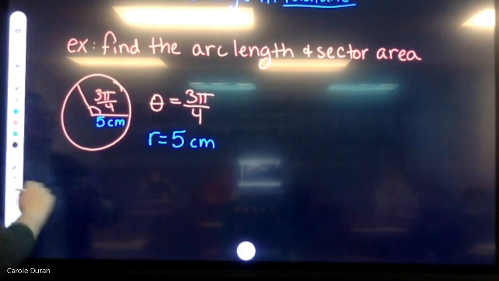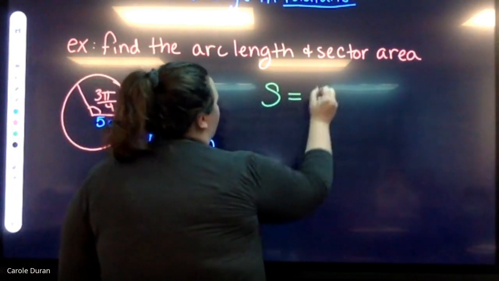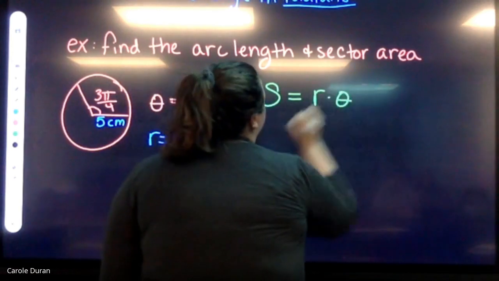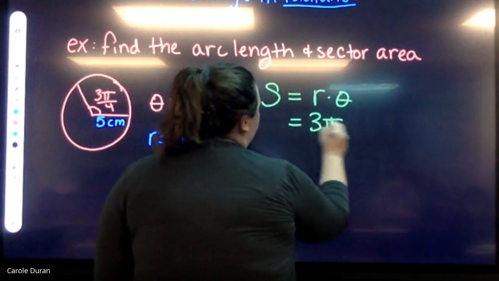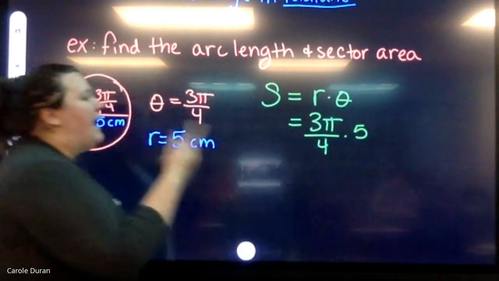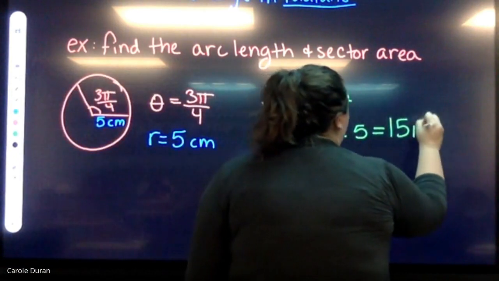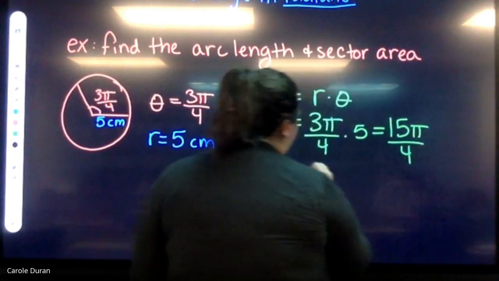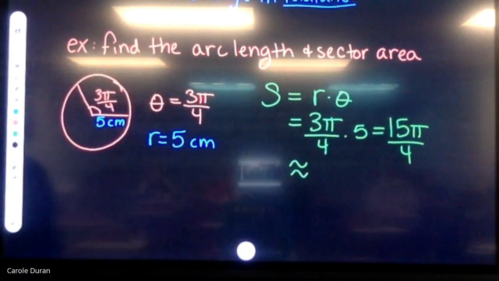I like to start with arc length first. So S equals R times theta. I fill in the relevant information. So 3 pi over 4 times 5. That 5 gets multiplied into the numerator, so this becomes 15 pi over 4, and you can just plug that into your calculator. Approximately, because we're gonna have a decimal.